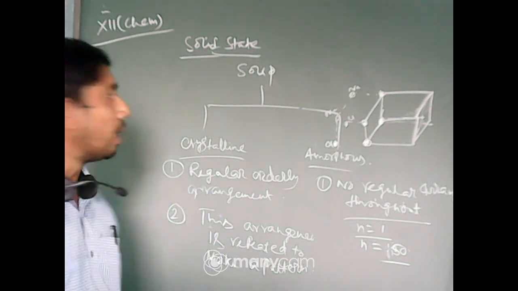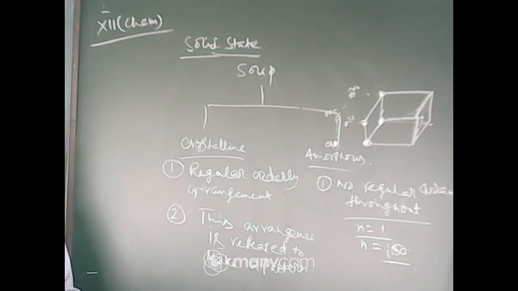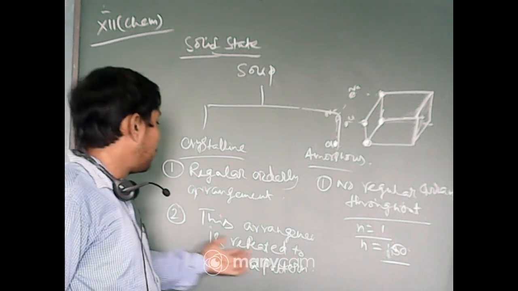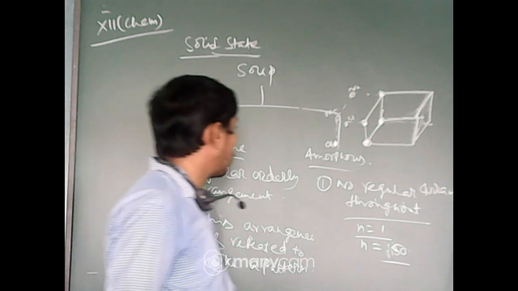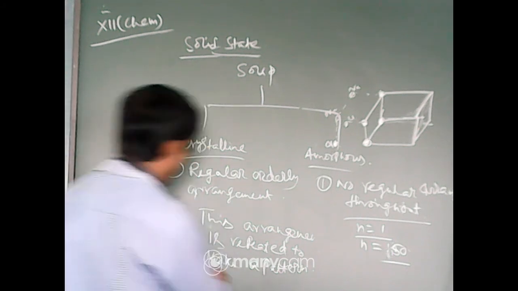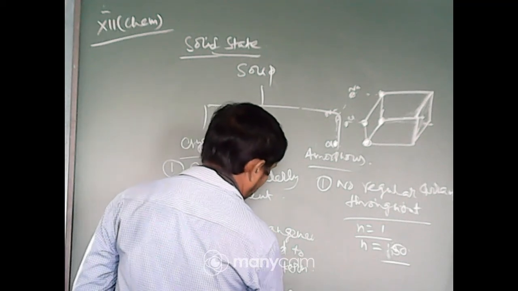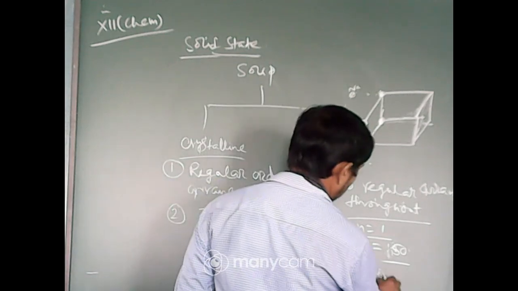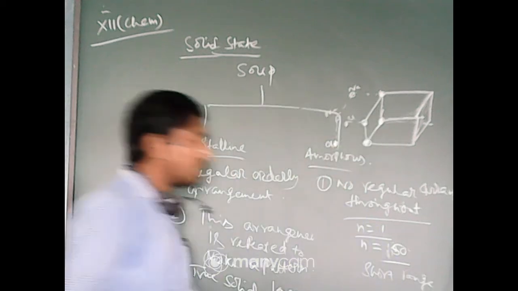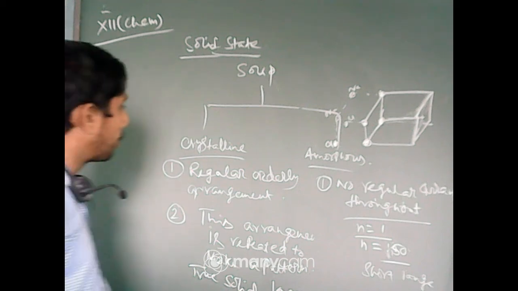So here you will see no regular shape is there. So this is the definition. There is no repetition of that unit. So the amorphous solid has no regular arrangement throughout, while the crystalline solid is called a true solid and has long range order, but the amorphous solid has short range order. One example of an amorphous solid is quartz glass.